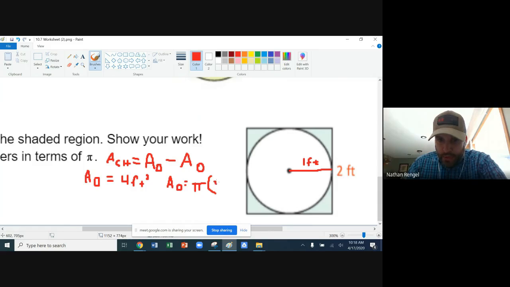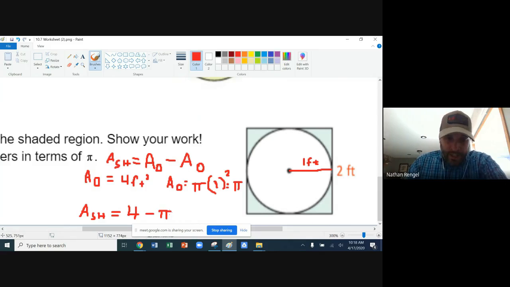So that's going to be pi times 1 squared. In any circle that has a radius of 1, 1 squared is just 1. 1 times pi is just going to be pi. So the area of the circle is just going to equal pi. Now representing the full area of the shaded, that's going to equal the area of your square, which is 4, minus the area of your circle, which is pi.